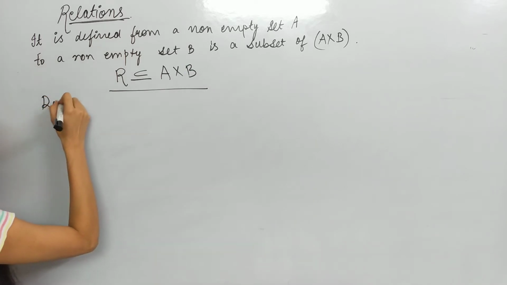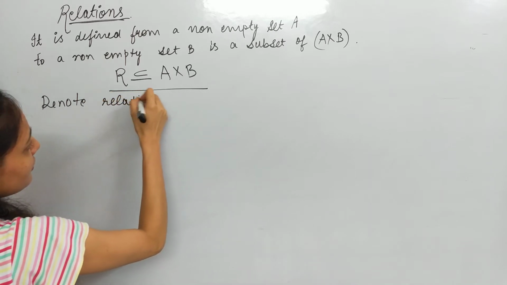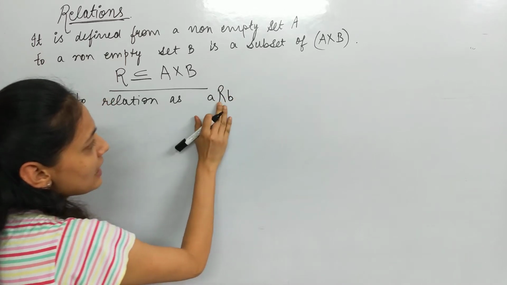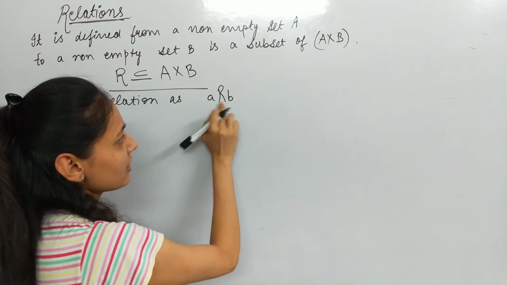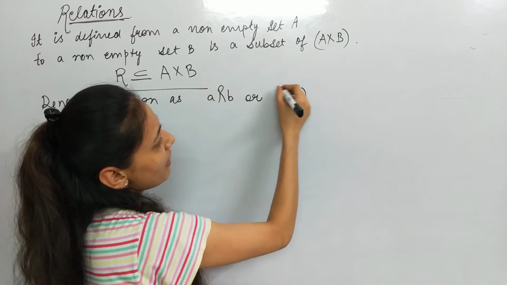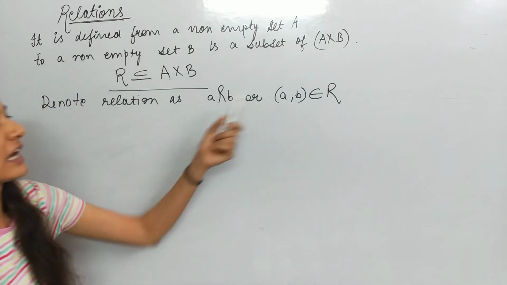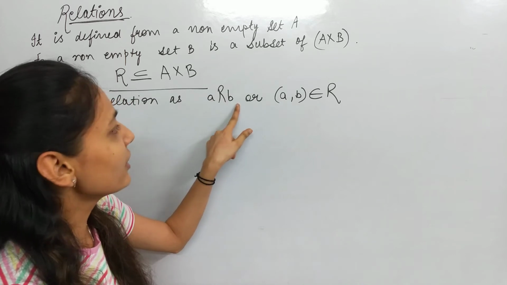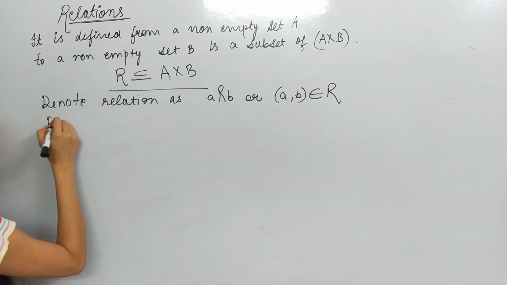We denote a relation as ARB. That means element A is related to element B. Okay, that is a relation between them, or the ordered pair A comma B belongs to this relation. These are two representations that two elements are related. So any of these notations you can use for a relation.